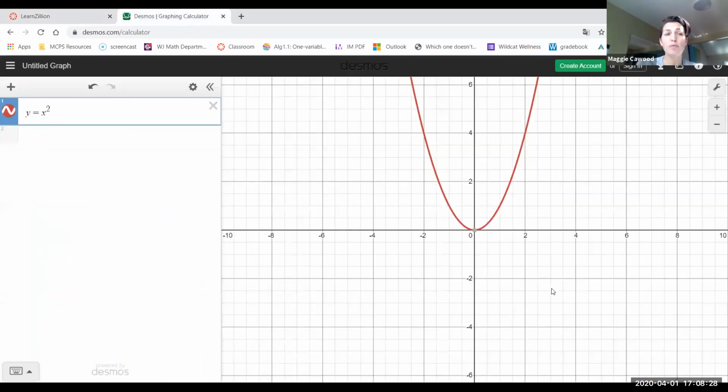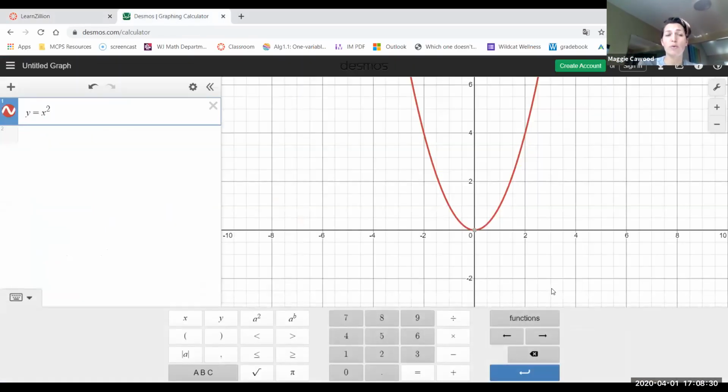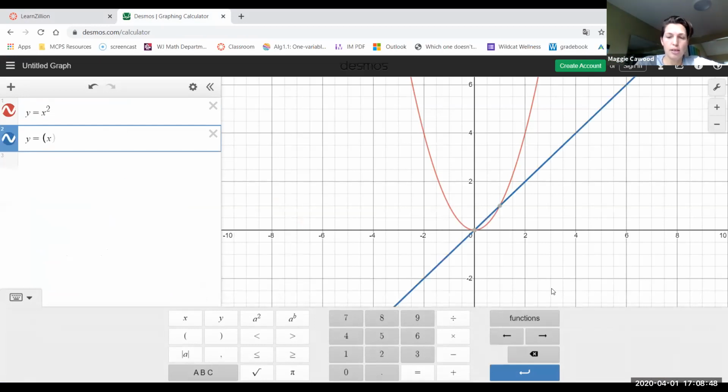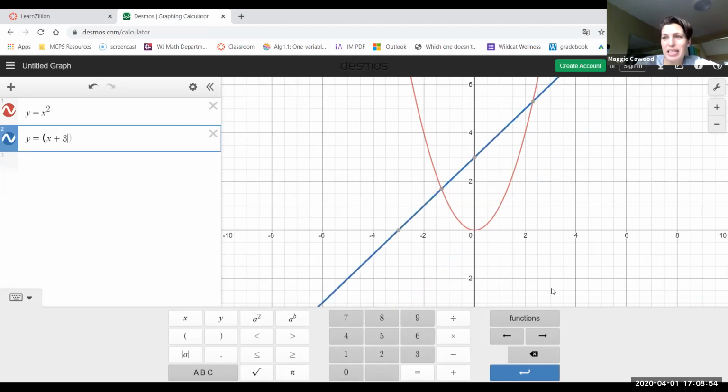Okay, so I started with y equals x squared. How I got this squared, I went to this little keyboard down there if you haven't done that before. I already put y equals x squared just so we can get a general picture of what the parent function looks like. Okay, y equals, I'm going to put parentheses now, x, and it suggested we do like +3. That might not be the exact one.